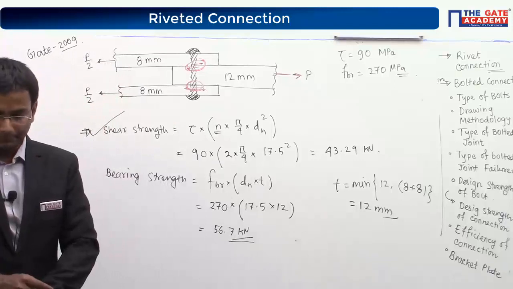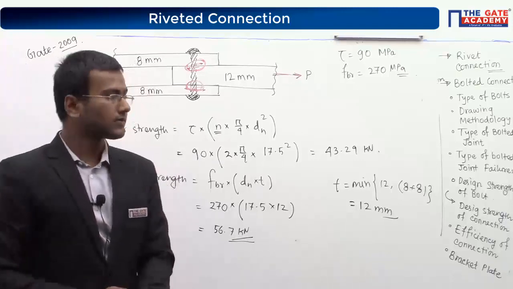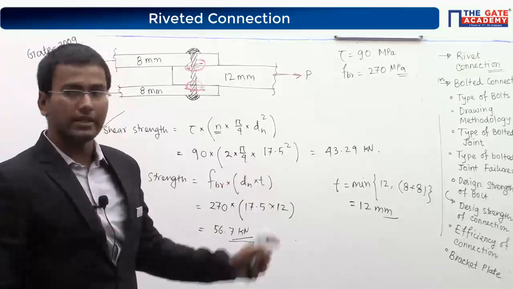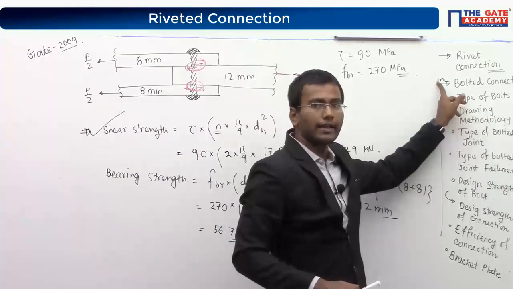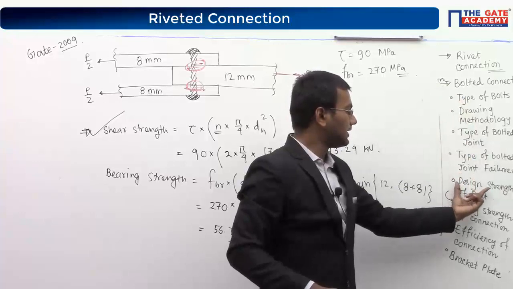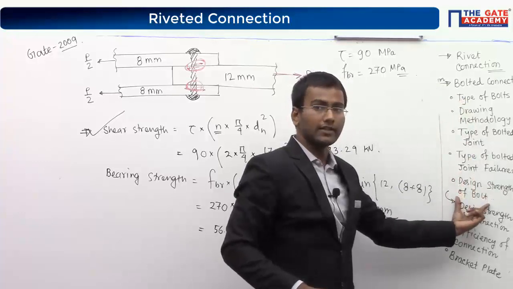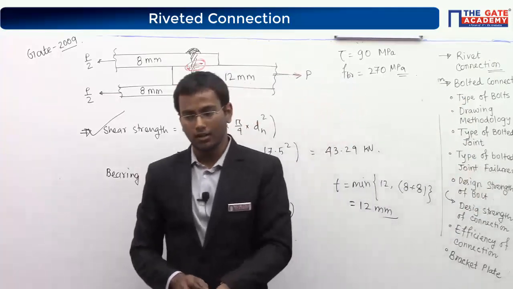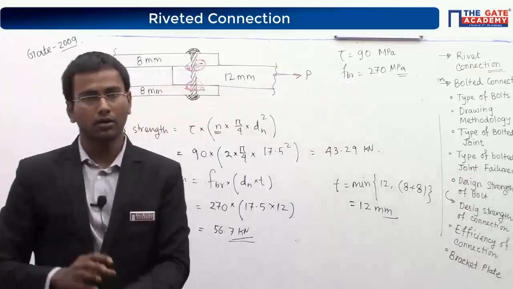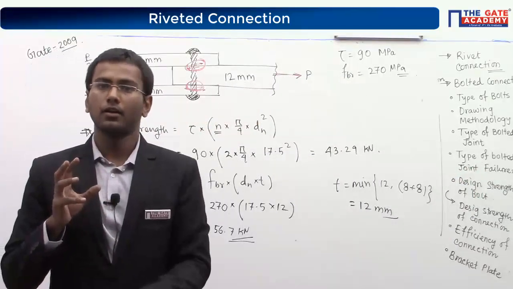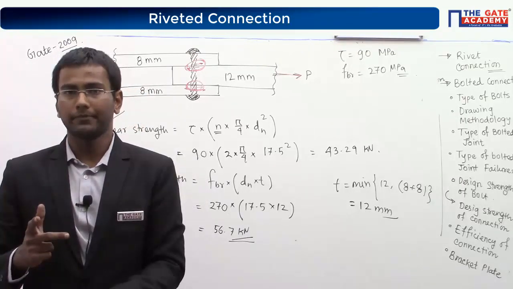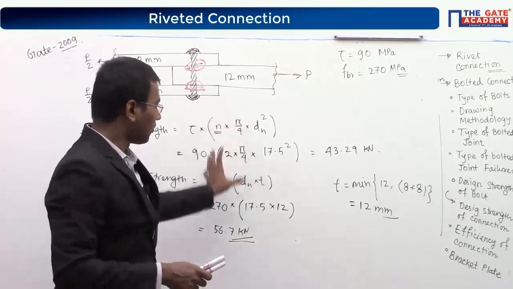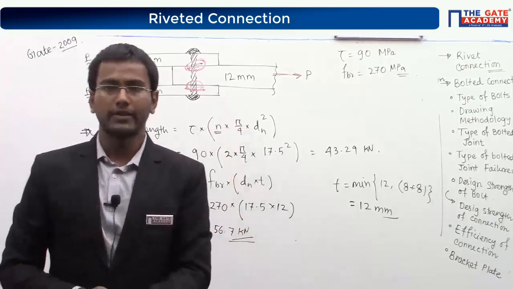Now next, write down. I will discuss these topics, this shear strength and bearing strength, again in bolted connections. Again in bolted connections I will discuss design strength of bolt. I will discuss these problems again in detail. Here it is not that important, but if a question comes regarding rivet, then what will happen? So that's why I am giving you small examples for basics.